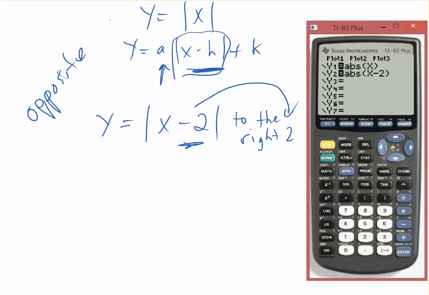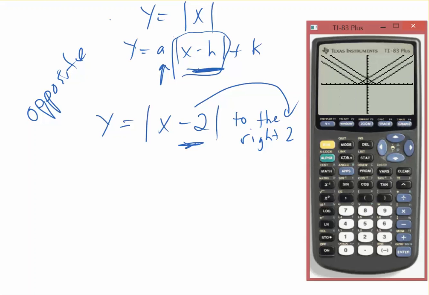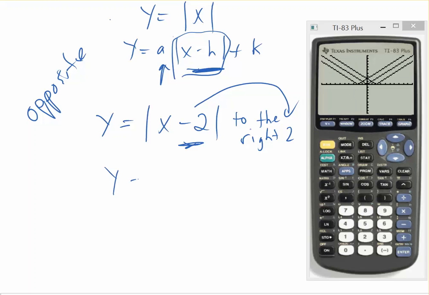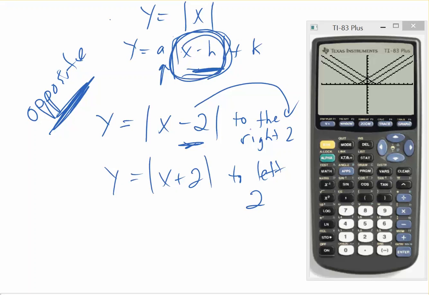Let's try adding 2. So y equals, of course, math, absolute value. Y equals the absolute value of x plus 2. And it moves it to the left 2. So adding 2 actually moves it to the left. Subtracting 2 moves it to the right. And this one's opposite. This is the only one of the three that's opposite, is this part in the middle. That's something you have to remember. If it says subtraction, it's moving it to the right. If it says addition, it's moving it to the left.